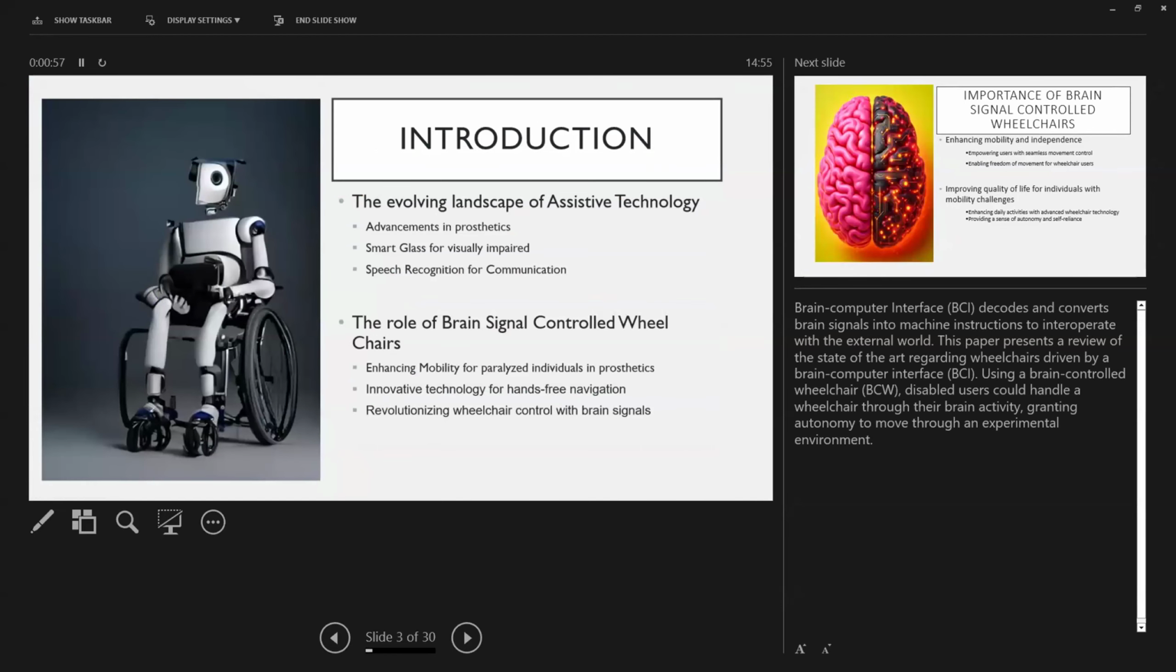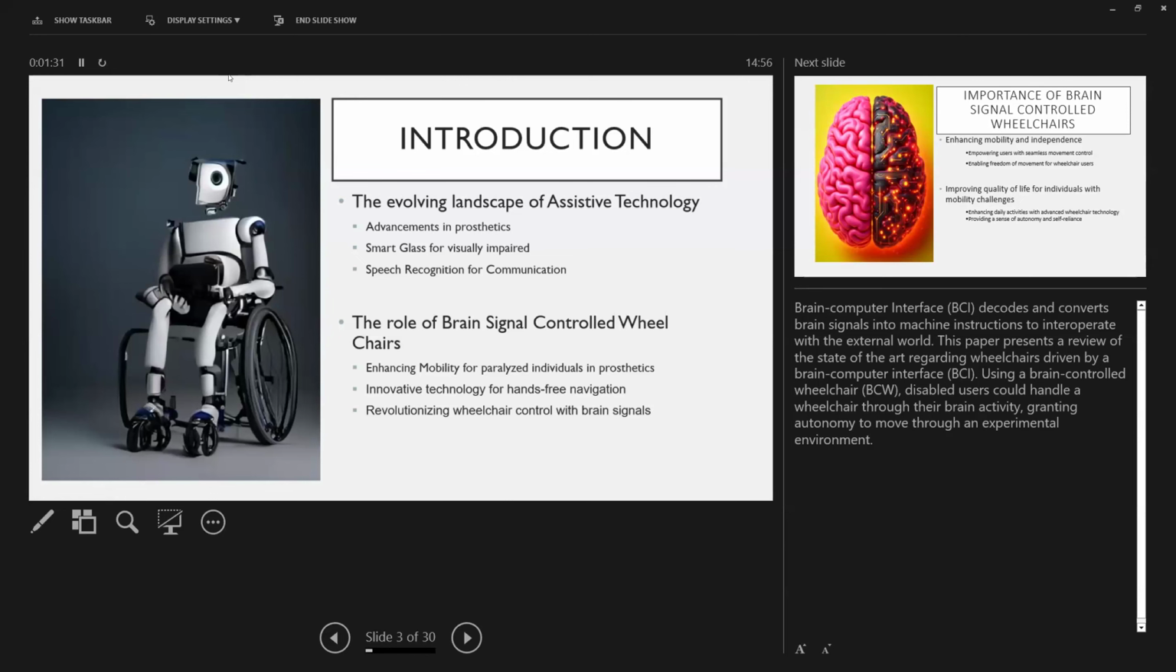How do we do the processing of this whole brain signal control wheelchair? First of all, the brain signal control wheelchair is an evolving landscape of assistive technology for patients suffering from paralysis, that is, unable to move. The role of brain signal control is to enhance mobility for paralyzed individuals with the help of hands-free navigation.